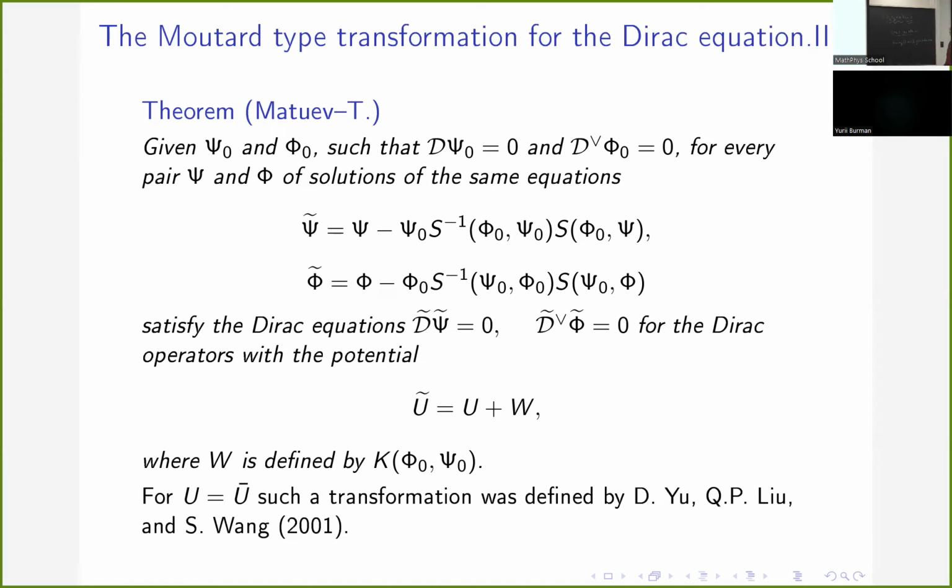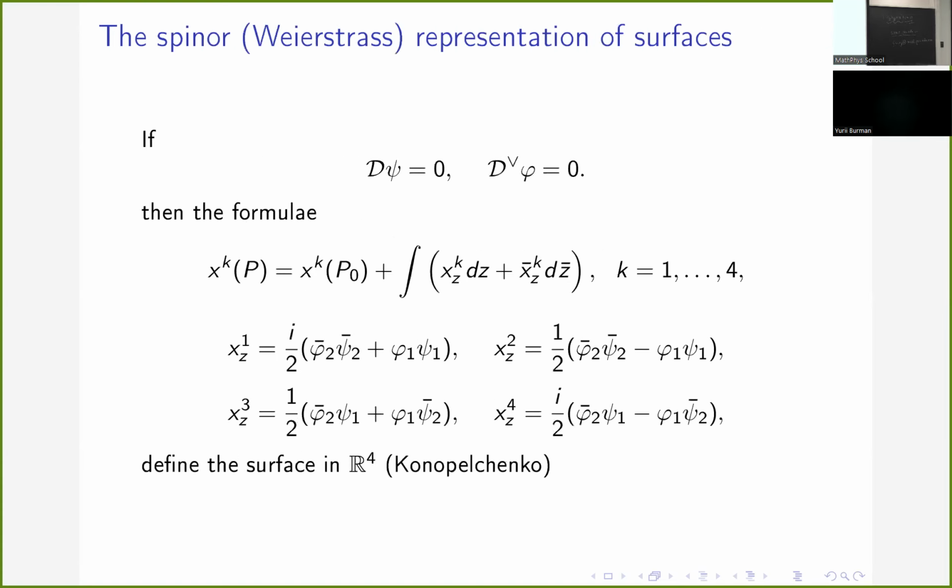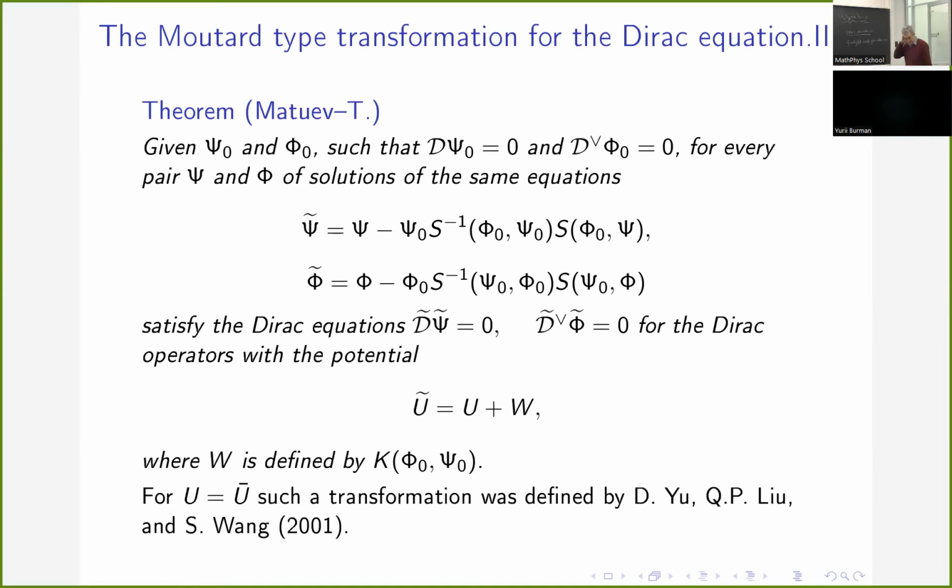For U equal U bar, such a transformation was defined in articles by mathematicians from China, Yu, Liu, and Wang. In that article it was called the Moutard transformation for the Dirac equation, published in some physical journal. But I rewrote it in the original article, which I mentioned on the second page. In 2015, I rewrote it in these steps.